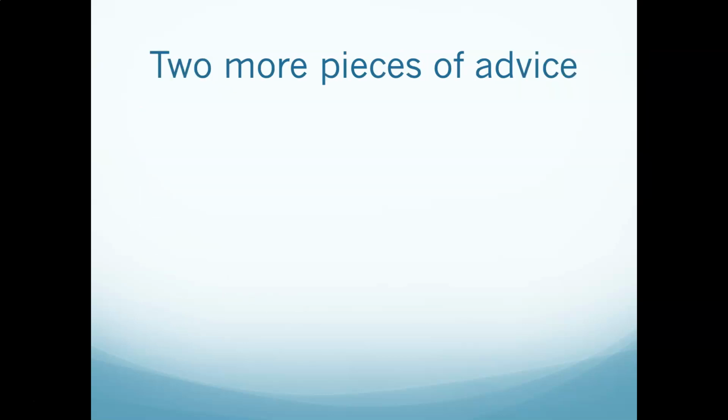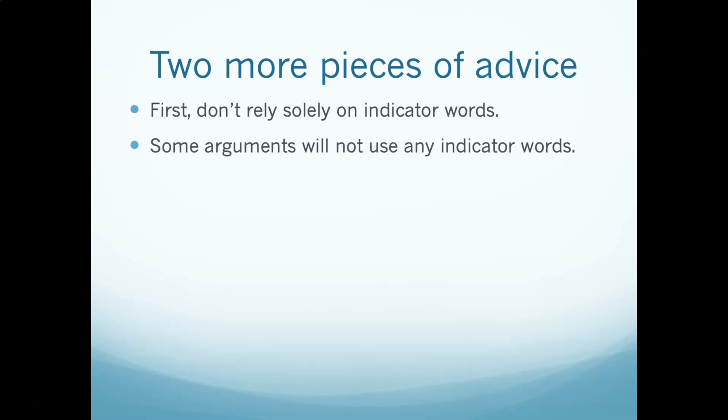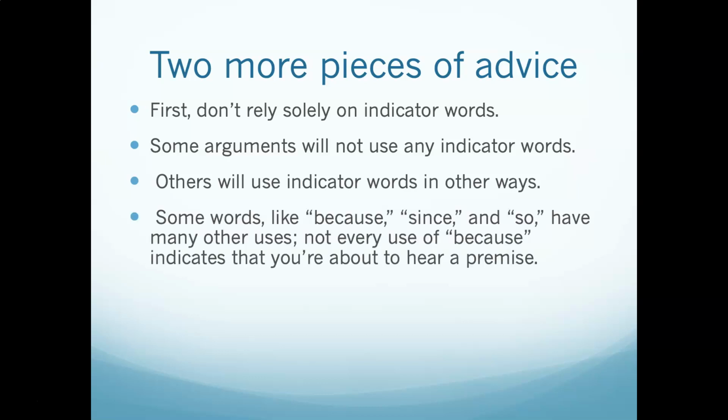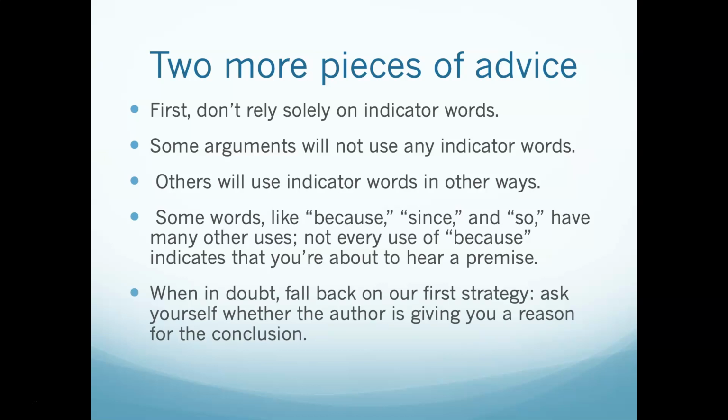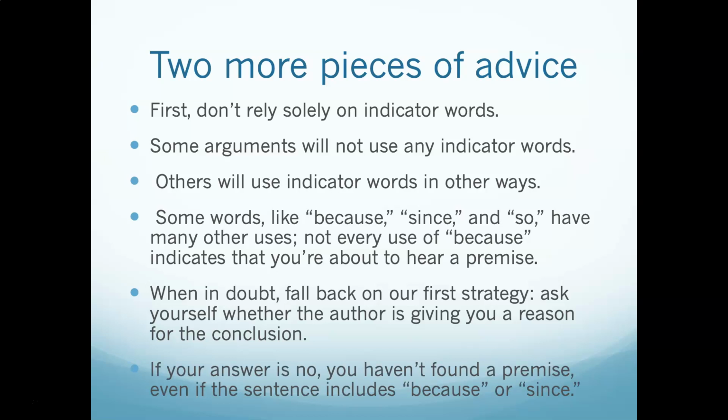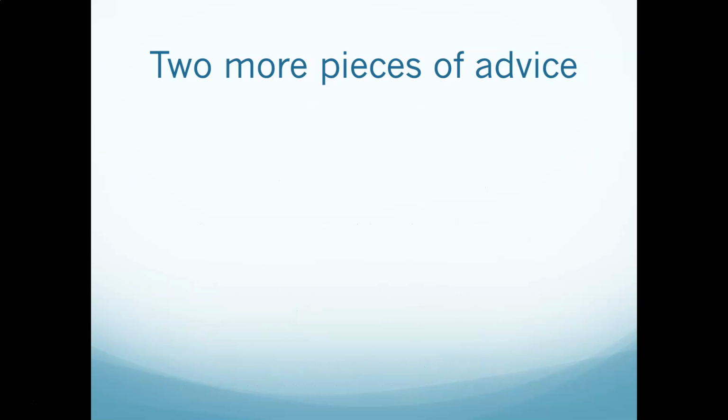So here's a couple more pieces of advice as we move forward. First, don't rely solely on indicator words. Some arguments will not use any indicator words at all, and others are going to use the indicator words in other ways. Some words, like because, since, and so, have many other uses, and not every use of because indicates that you're about to hear a premise. When in doubt, fall back on the first strategy. Ask yourself whether the author is giving you a reason for the conclusion. If your answer is no, you haven't found a premise, even if the sentence includes because or since.